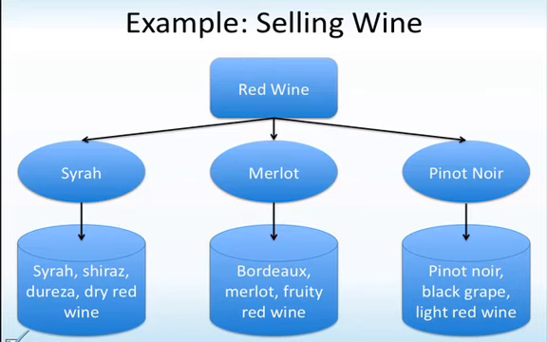And same thing for Merlot. For Merlot, you can add Bordeaux because that's where the grape is grown. You can add, well, obviously the name of the wine and also the fact that it's a fruity red wine. And finally, Pinot Noir. So the name, Pinot Noir, name of the grape, black grape, and light red wine. And again, you can add key brand terms and remove any negative keywords.